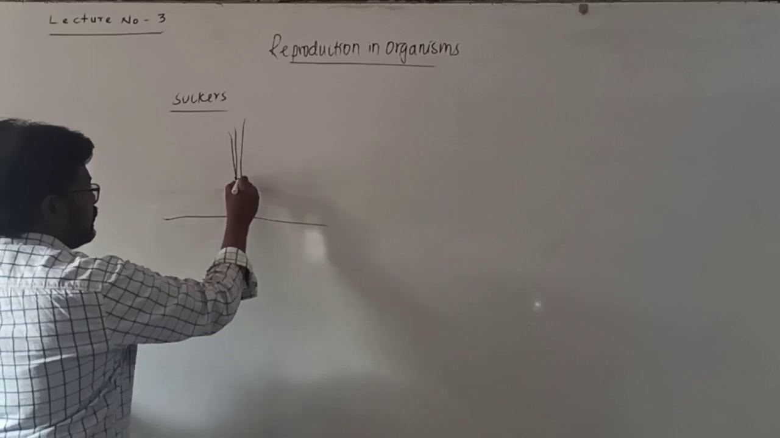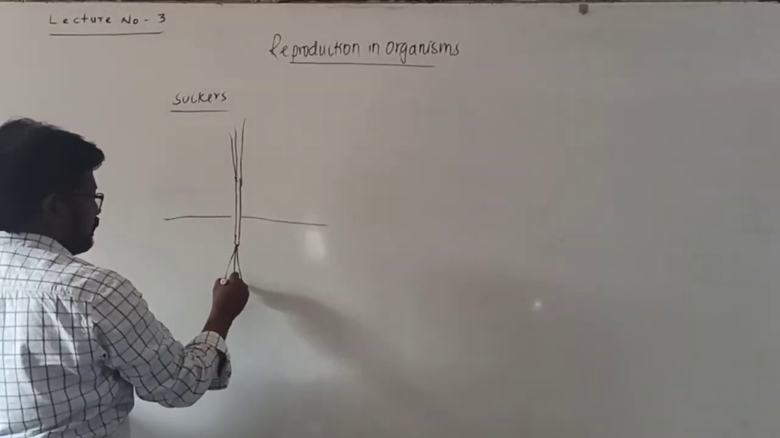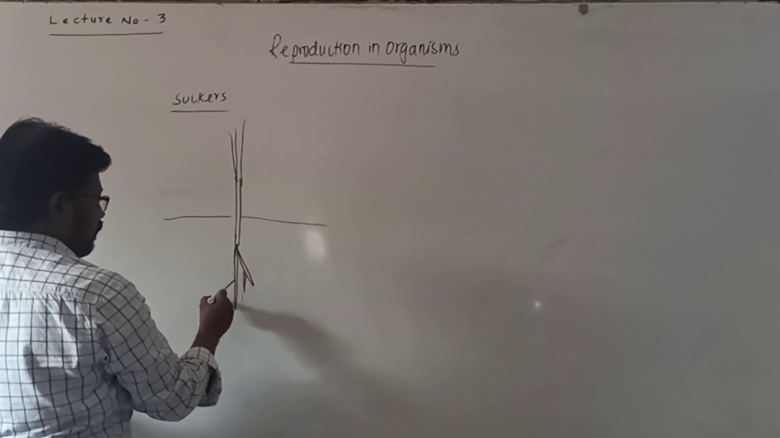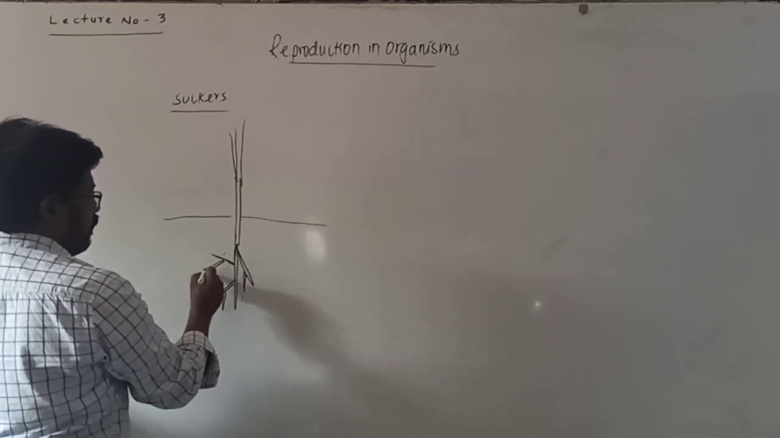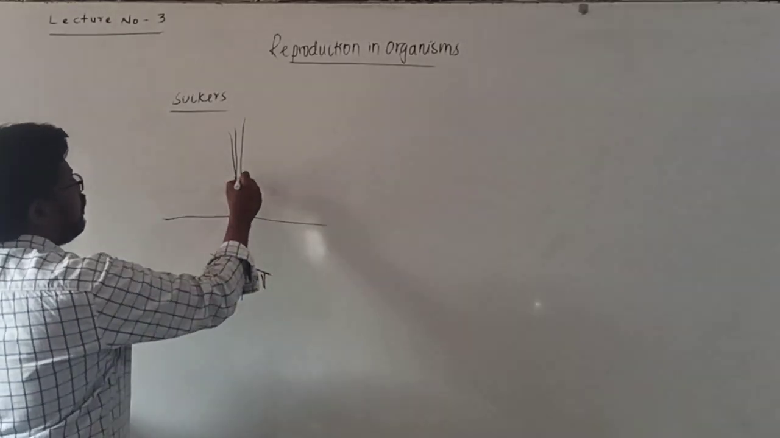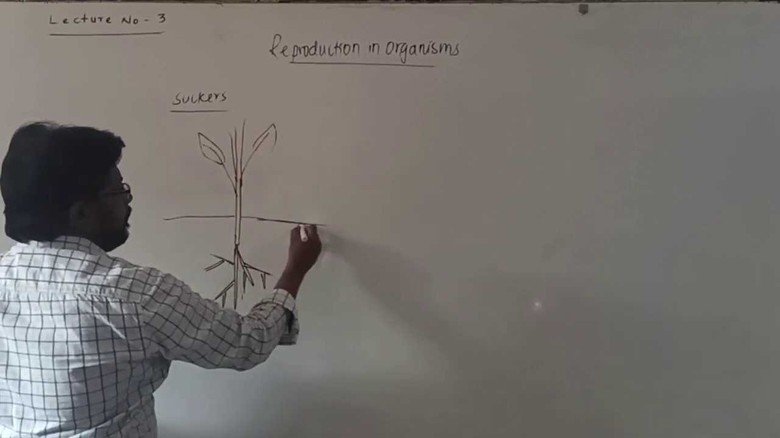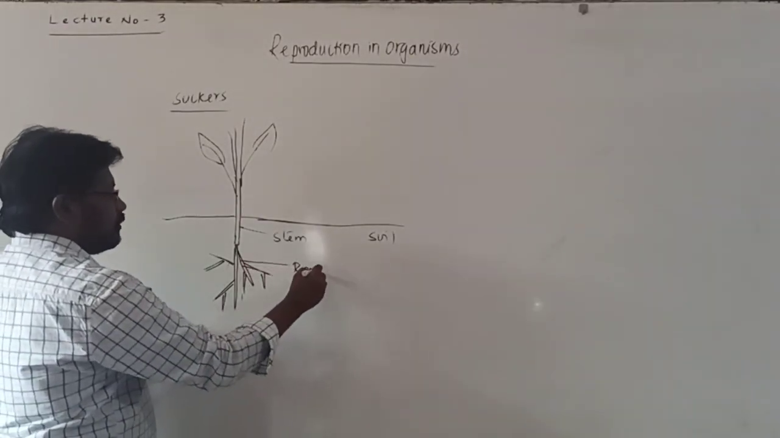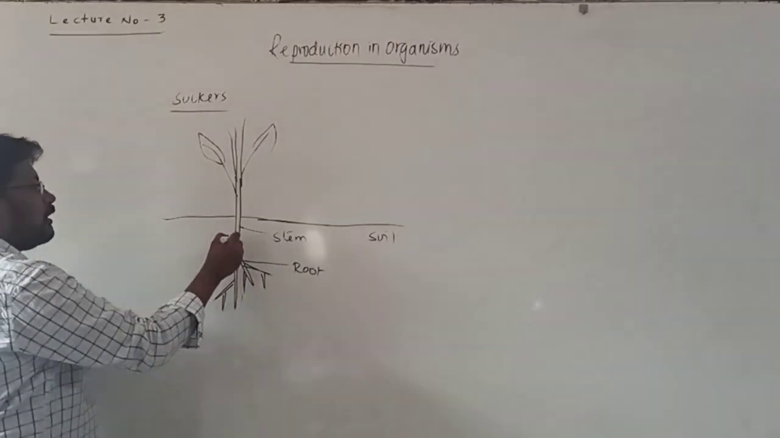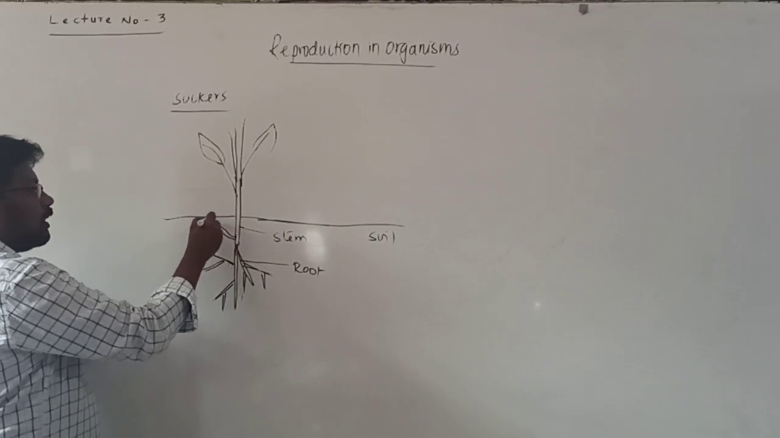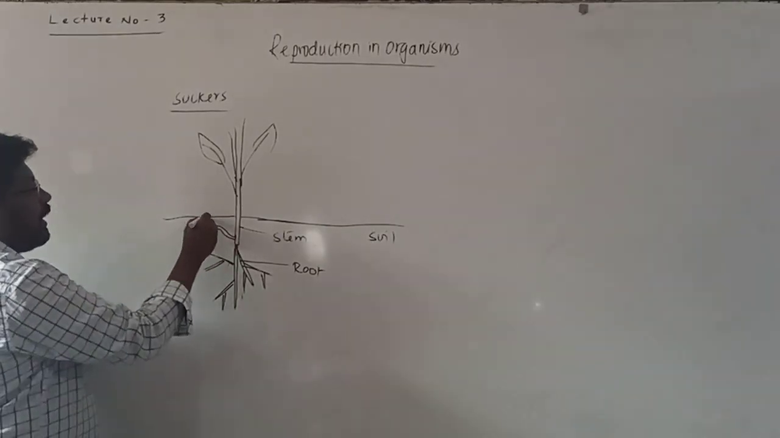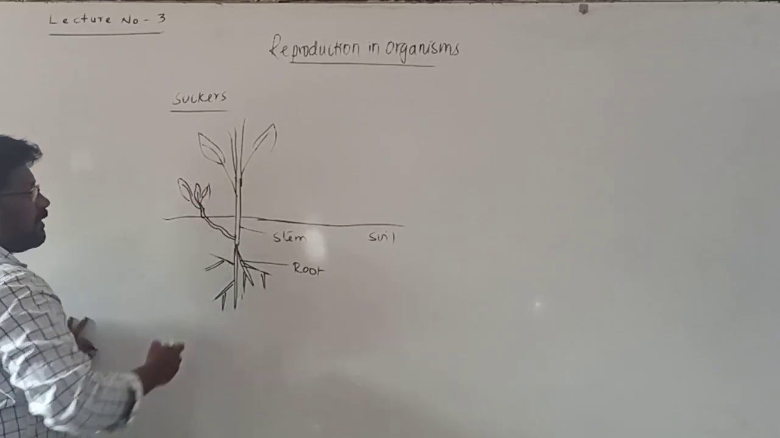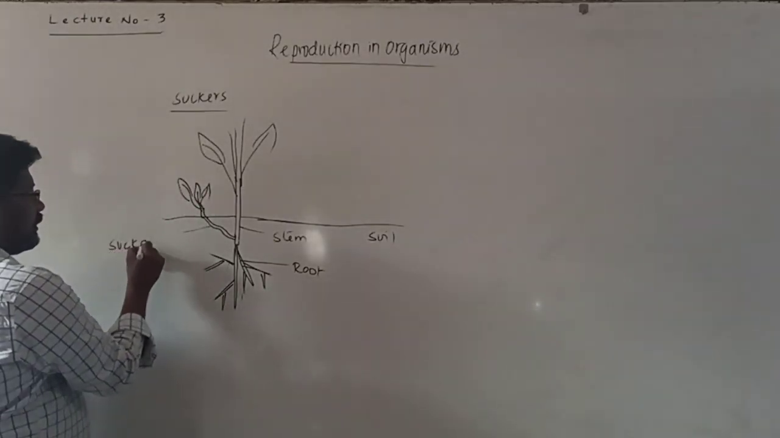So you can see here this is the stem. Okay, so this is a small portion of the stem below the soil, and this is the root, and from here you may see a small plant starts developing, and it grows obliquely up to the surface of the soil and then emerges out as a new plant. So as a new plant it emerges, right? So this one we call it the sucker.